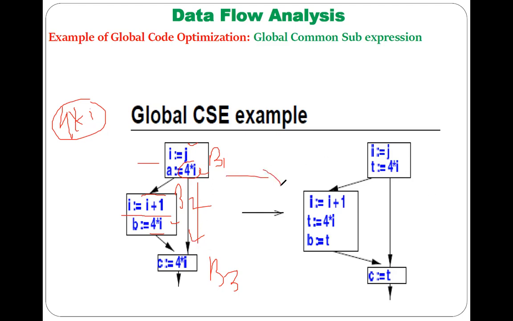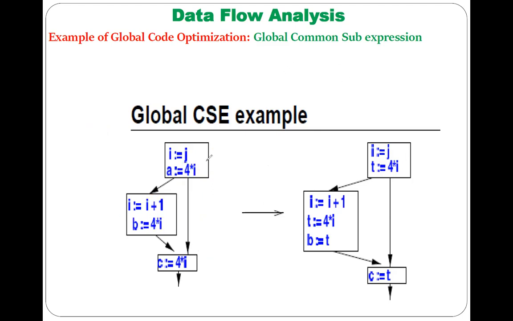Now how can we do code optimization? Now we know the availability of the expression. We know 4 into I is available for B3, but it is not available for B2. Why? Because it is getting modified here. But it is available for B3 in this direction. So that is the reason we can do the optimization like this. Here for this A equal to 4 into I, we use the temporary variable t equal to 4 into I. And then you can see in the B3 block, this is our B3 block.